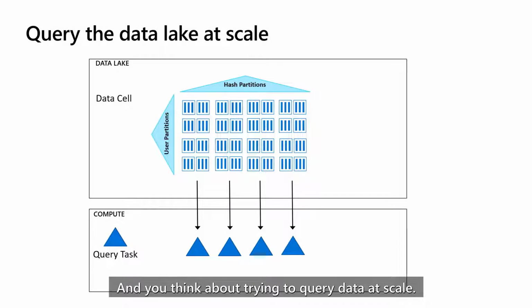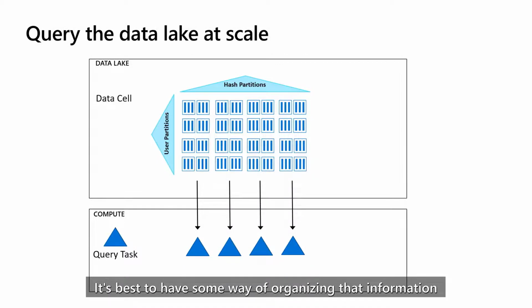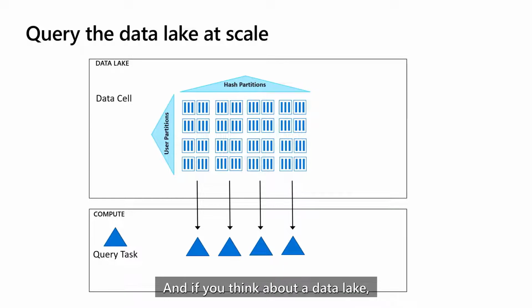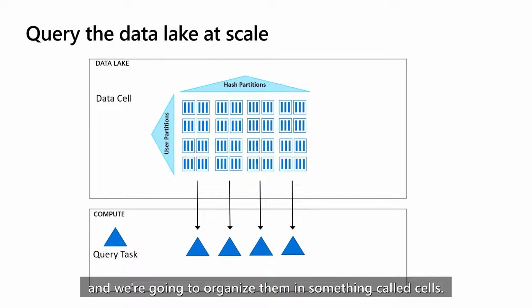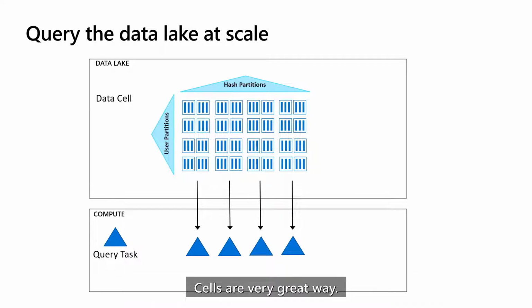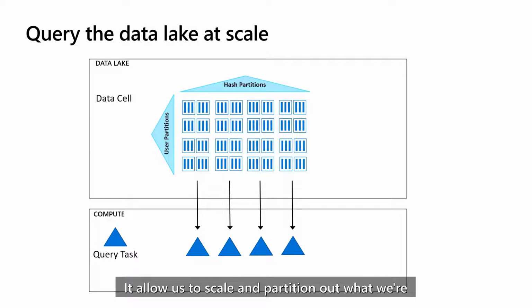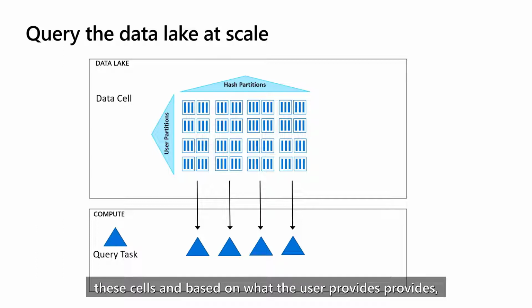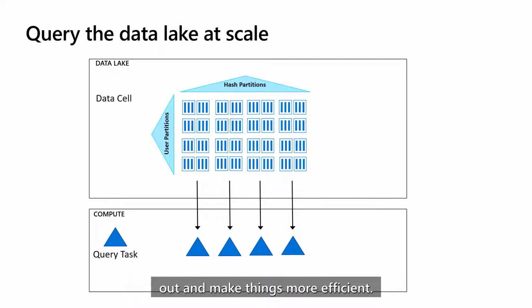And you think about trying to query data at scale, it's best to have some way of organizing that information to get information quickly. And so if you think about a data lake, it's usually made up of a bunch of files that in many cases are unstructured. So what we're going to do in the Serverless SQL pool is we're going to take these files and we're going to organize them in something called cells. Cells are a very great way to allow us to scale and partition out what we're going to do. And then we're going to get pretty smart here. We're going to use hashing algorithms to hash data in these cells. And based on what the user provides, we can potentially partition and slice across these to filter out and make things more efficient.